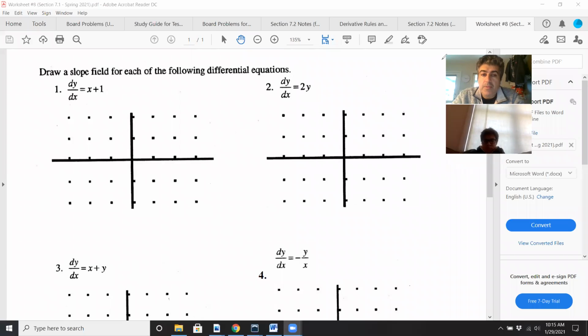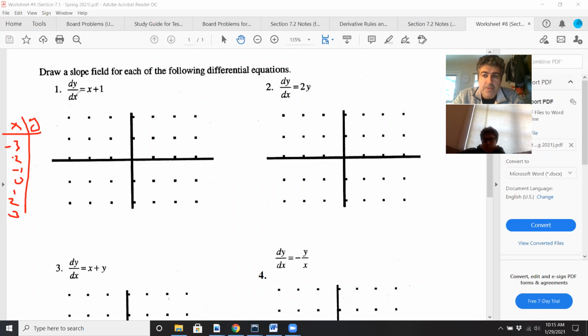Okay, when you're doing the slope field for number 1, what you do is you just put in the x coordinate and see what happens. So you can do a little table if that helps you. And let's look at -3, -2, -1, 0, 1, 2, 3.